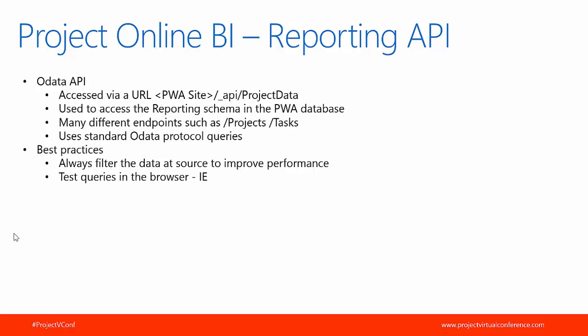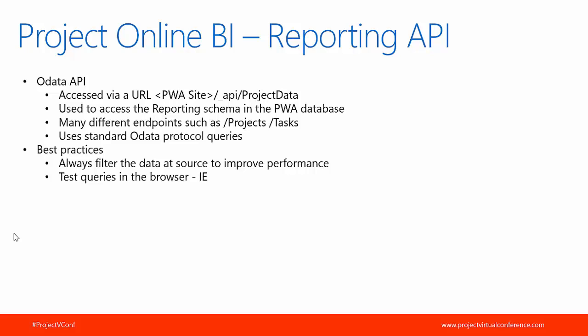It's always best practice to try and filter the data at source as much as possible. You wouldn't want to pull through everything if you're only interested in seeing the project name and the project owner, for example. All you do is go directly to the project endpoint and do a select on project name and project owner and just pull back those properties. So you minimize the amount of data being pulled down, and then your report's going to refresh a lot quicker, and it's a much better user experience.